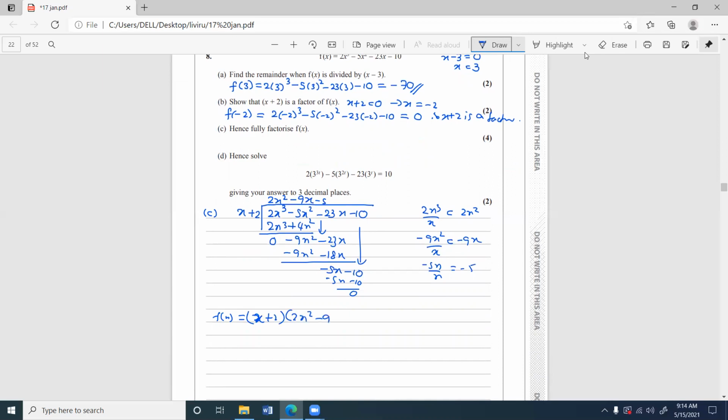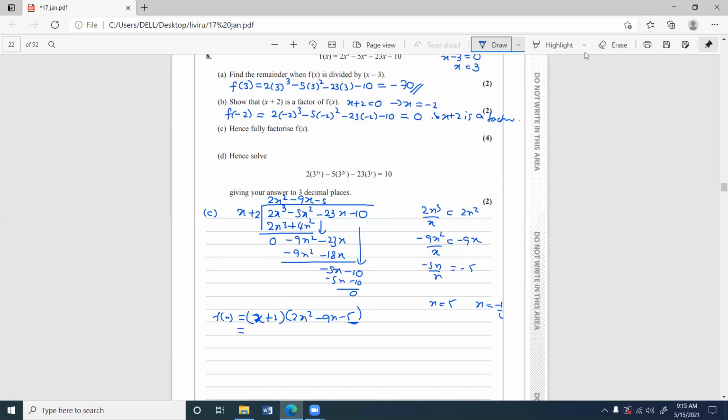2x squared minus 9x minus 5. Now check whether this term factorizes further. You can get help from a calculator and solve this as a quadratic equation and see whether you get some kind of fractional answer without getting any surds. If it is so, it's factorizing further. 2, minus 9, minus 5. Yeah, you get two answers. You get the answer x equals 5 and x equals minus half.